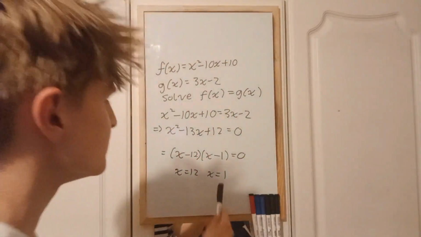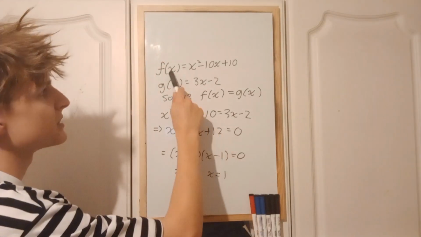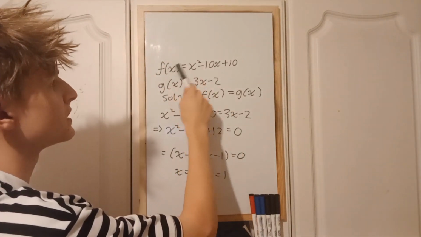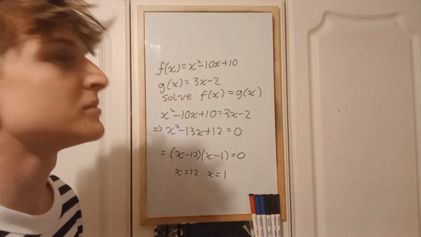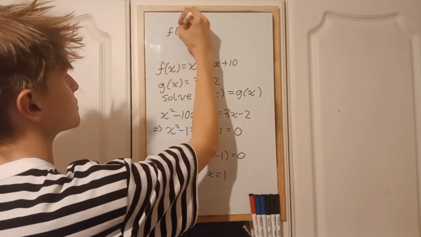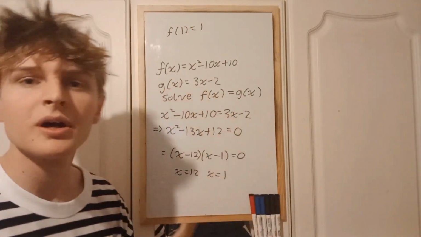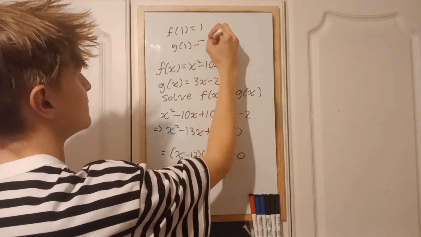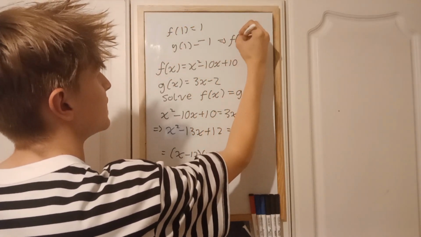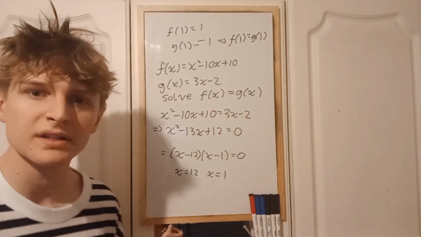For example, if we use x equals 1, because that's a lot easier number to work with. If we plug in 1 here, f of 1 is 1 minus 10 plus 10, which is just 1. So f of 1 equals 1. And if we plug in 1 here, we get 3 times 1 minus 2, which equals 1. So this does indeed satisfy the property that f of 1 equals g of 1, which is f of x equals g of x. So that's brilliant.